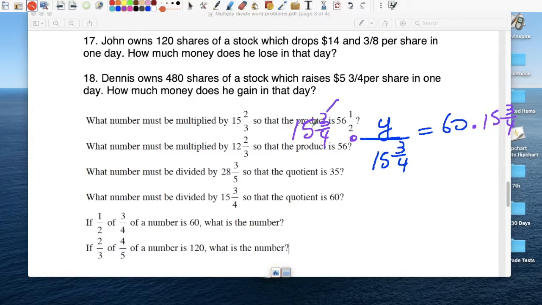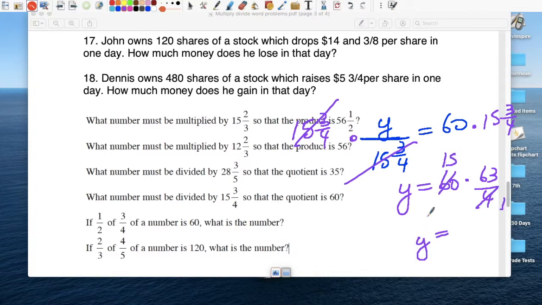This allows me to simplify that. That becomes 1, and then 1 times y is just y. On the right side is just multiplying. 4 times 15 is 60, so 63 over 4. Can we simplify? Yes, this becomes 1, this becomes 15, and y equals 15 times 63, which, according to the calculator, equals 945. That's the value of y.